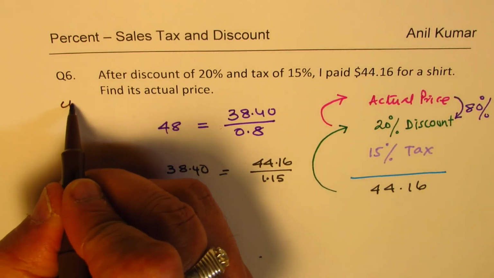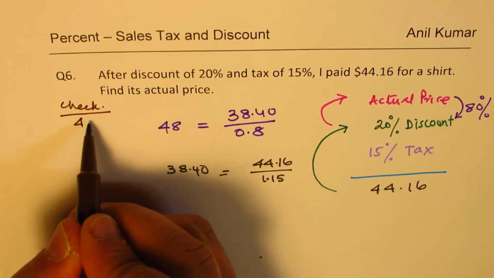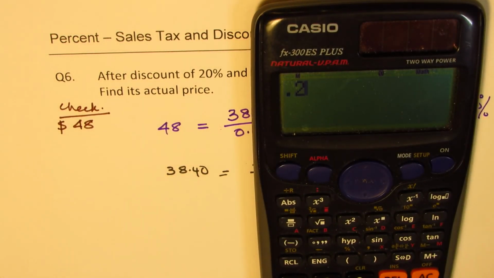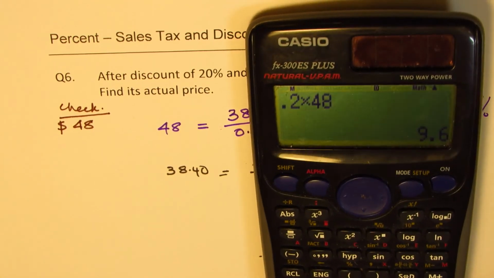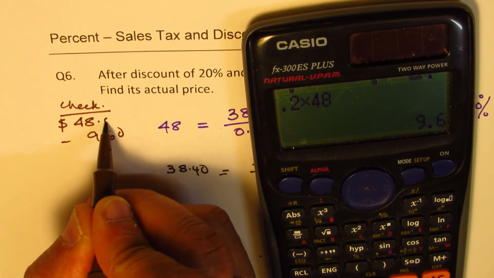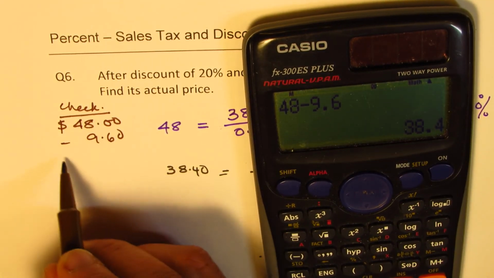Now let's check our answer. If we start with $48, then 20% off means 0.2 times 48 is equal to, in decimals, 9.6. So we'll do minus 9.60. So we get 48 minus 9.6, which is equal to 38.40.